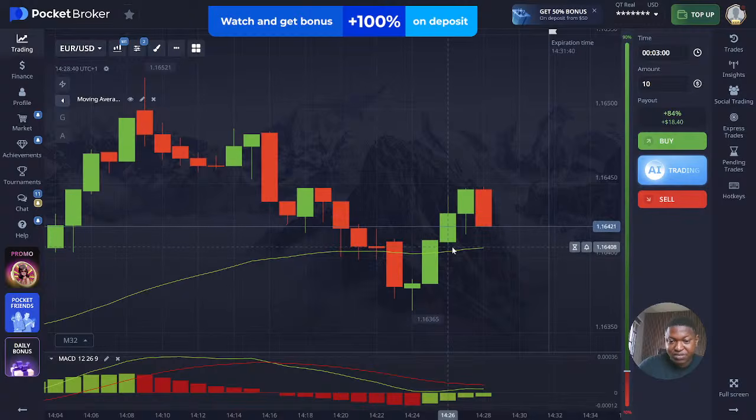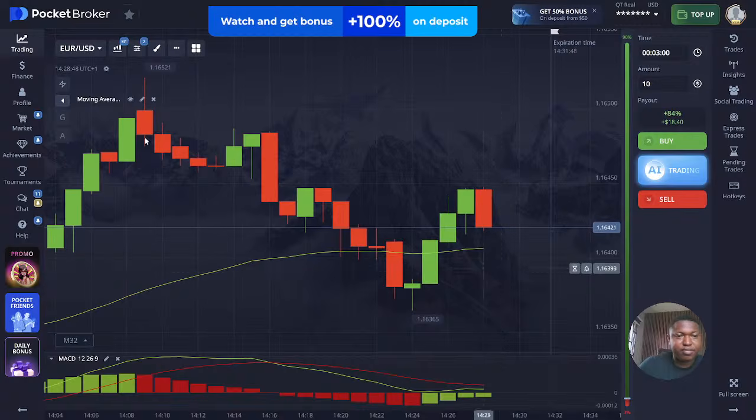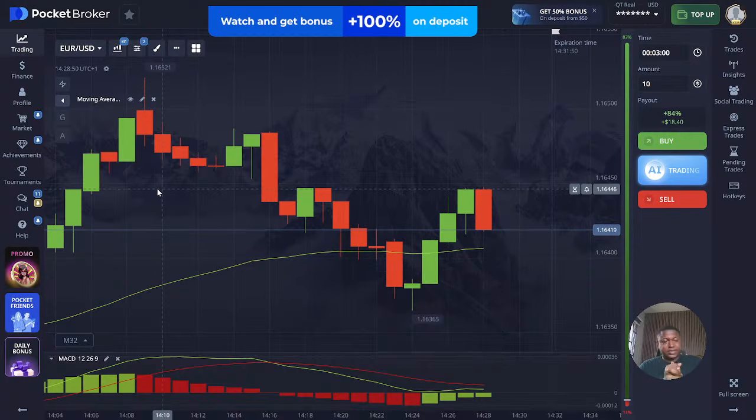It seems we are not going to have a cross. Maybe we have a cross. We have a cross downwards. I think that's what the market is trying to do. Let's simply wait.